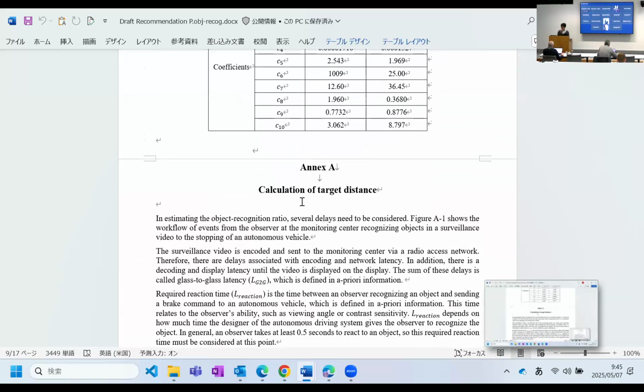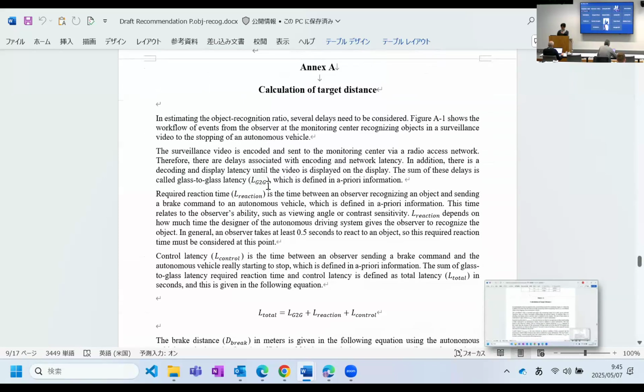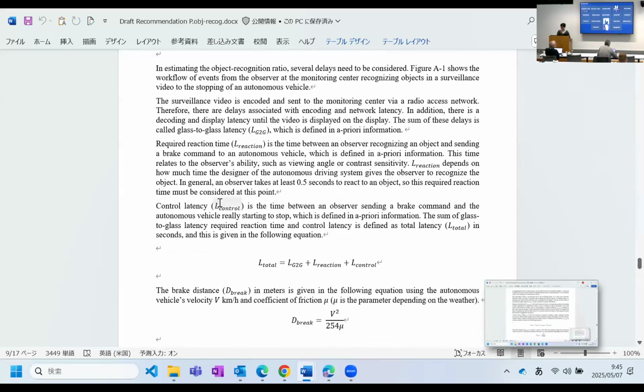In estimating the object recognition ratio, several delays must be considered. The glass-to-glass latency is the sum of delays associated with network, encoding, decoding, and display latency. Required reaction time is the time between recognizing an object and sending a brake command. Control latency is the time between sending a brake command and the vehicle starting to stop. The total latency is the sum of the glass-to-glass latency, reaction time latency, and control latency.